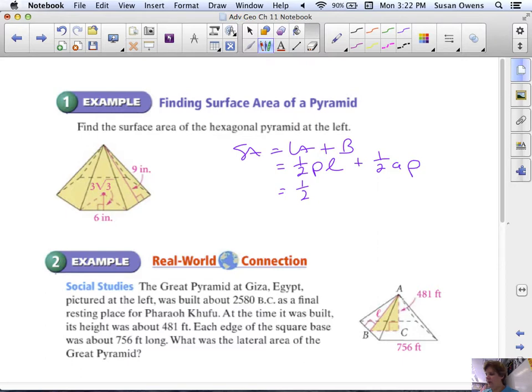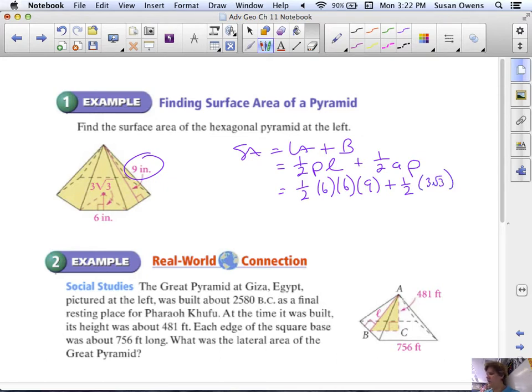Well, it's a hexagon and 6 sides, and they're each 6 inches. The slant height they give me, it's this 9 that's right here. For this one, they also give me the apothem. They've given me a lot in this first one. A lot of times you're going to have to find a lot of this stuff. So they give me that the apothem is 3√3.